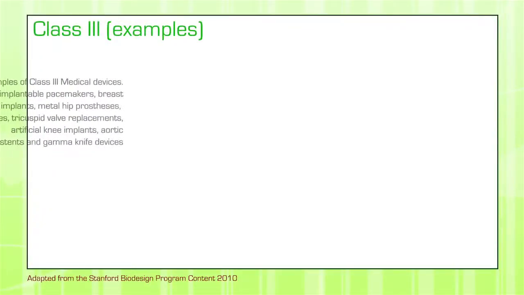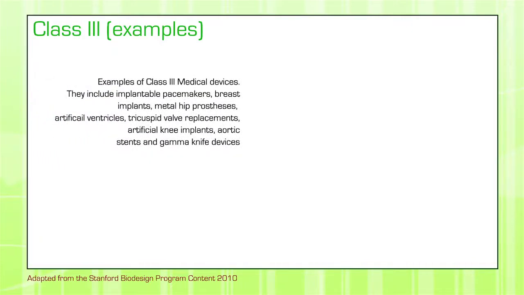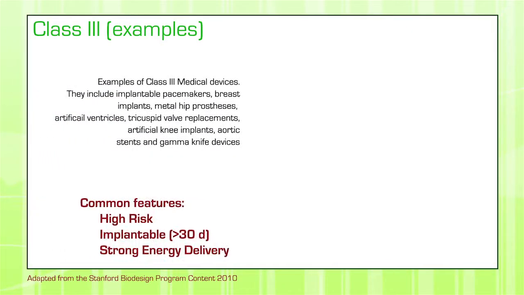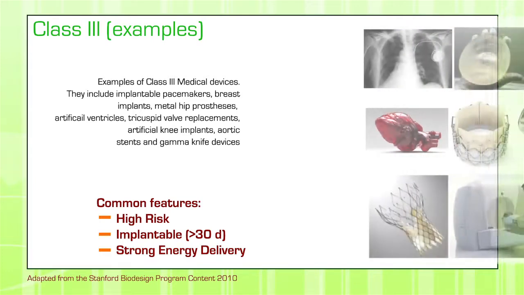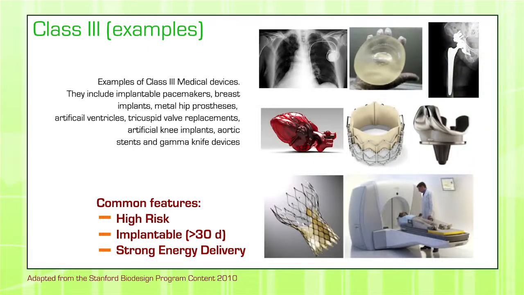Examples of these devices are implantable pacemakers, cardioverters, breast implants, metal hip prosthetics, artificial ventricles, tricuspid valve replacement, artificial knee implants, aortic stents, or any other sort of stent, dissolvable or not. And of course, gamma knife devices, as I have mentioned.